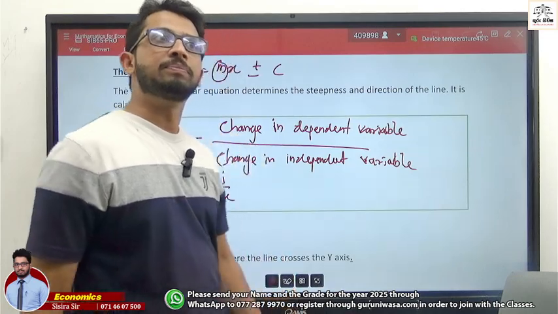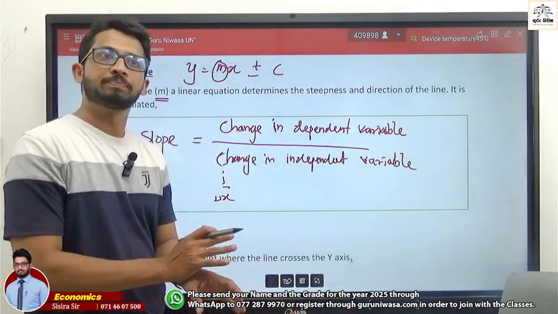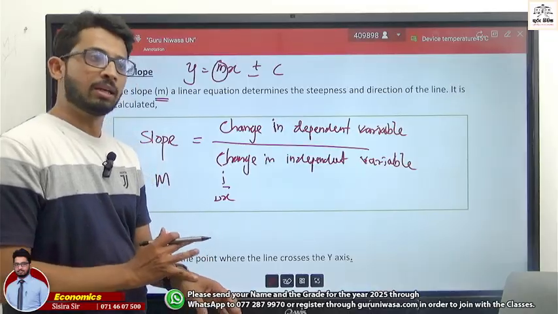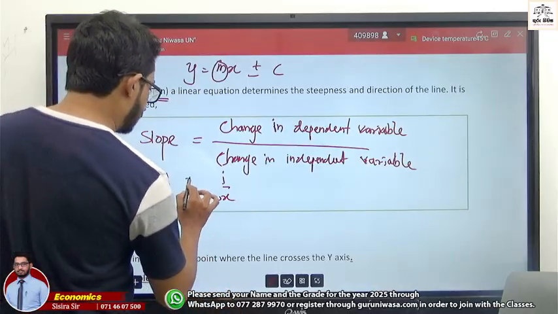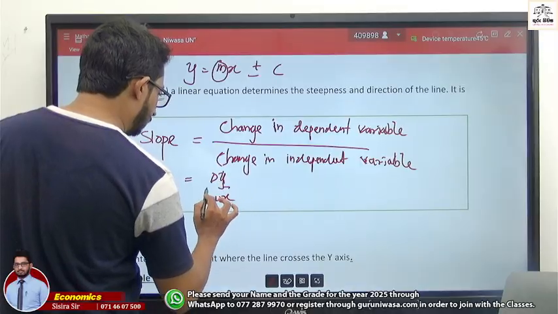Divided by change in independent variable. This is a way of calculating slope. Sorry, m equals delta y over delta x.